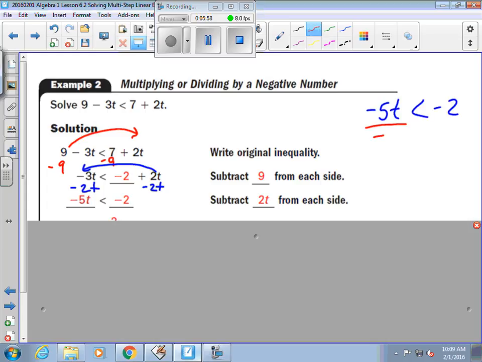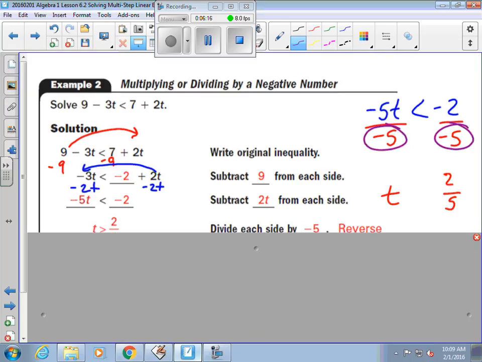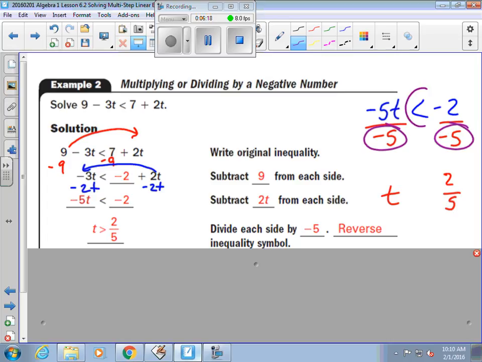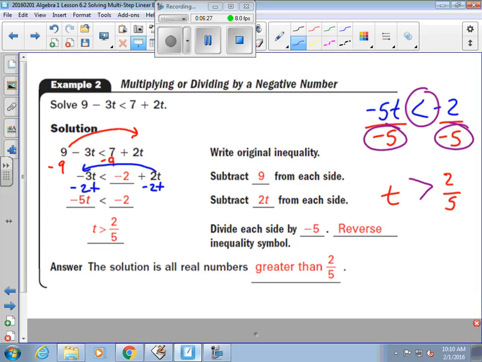Divide this by negative 5 and divide this by negative 5. A negative divided by negative is going to be a positive 2 over 5. T is going to be left alone. But in this case, notice we divide by a negative number. When you divide by a negative number on both sides, you reverse the symbol, and less than becomes greater than. So t is greater than 2/5. So the solution is all real numbers greater than 2/5.